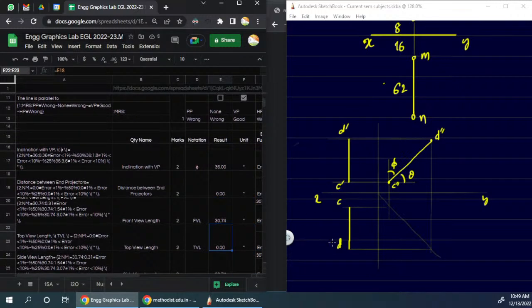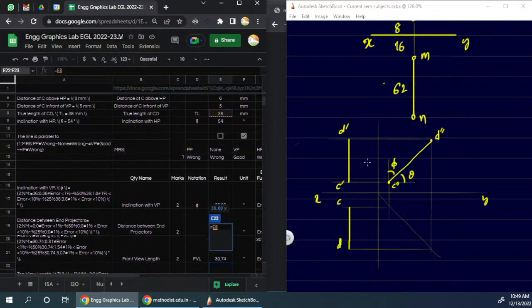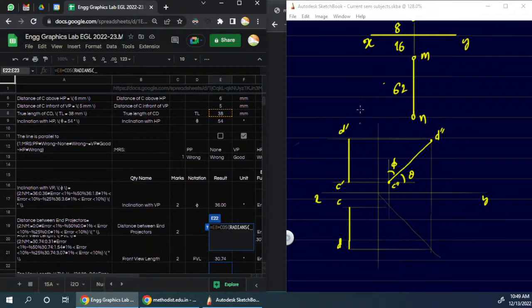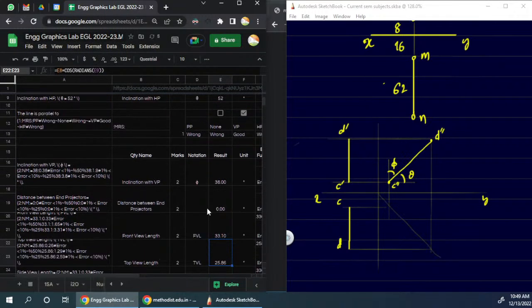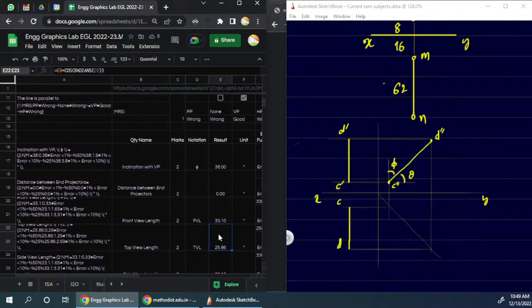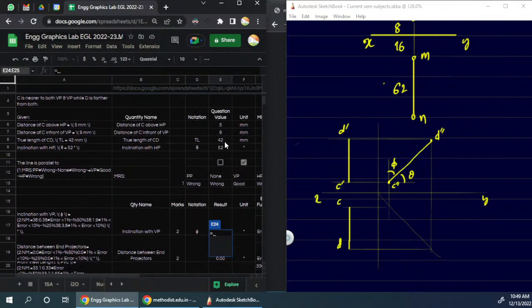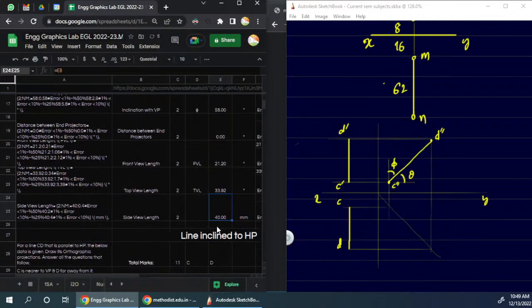And the top view length, this is going to be true length into cos of theta. Okay, so front view length, top view length is undefined. The side view length, this is going to be equal to the true length.